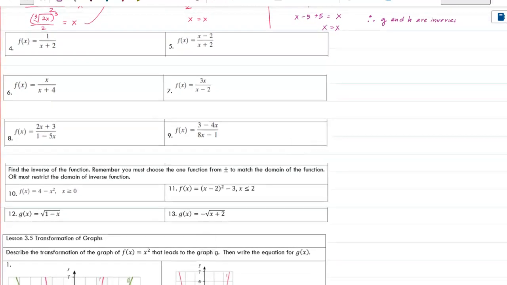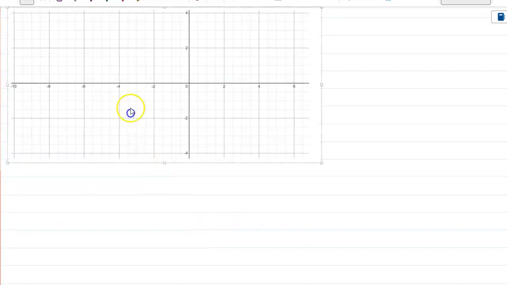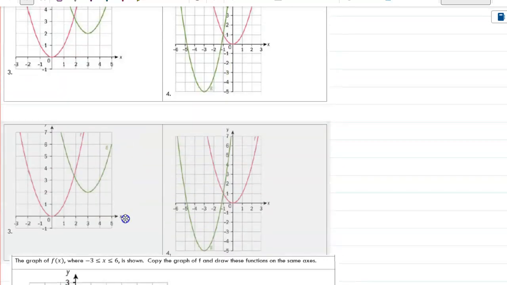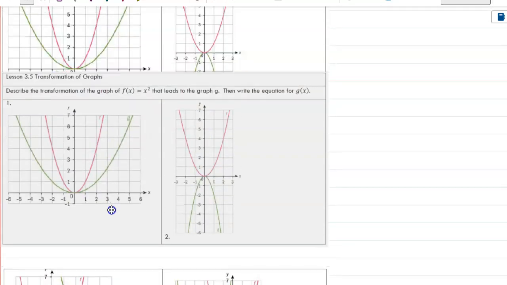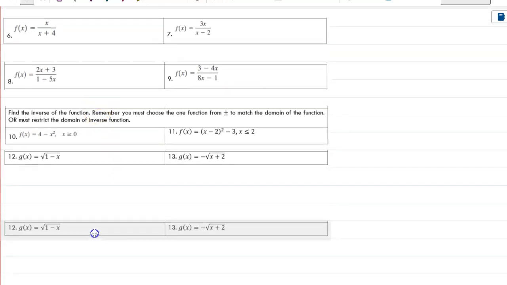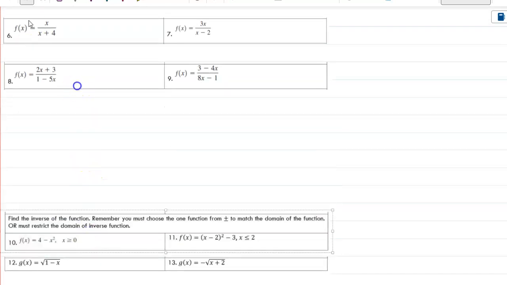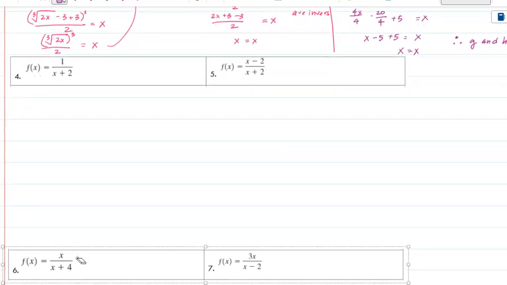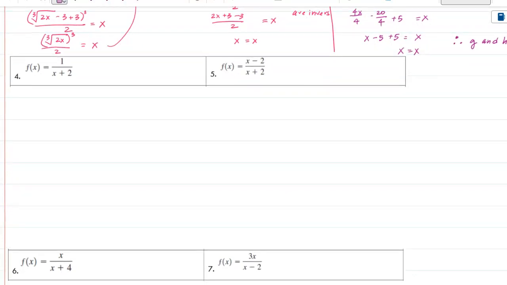Okay. The next set of problems asked you to just find the inverse. And I have no idea why I picked all rational functions. Probably because I want you to practice rational functions, which is always the case every single year because we have the hardest time.